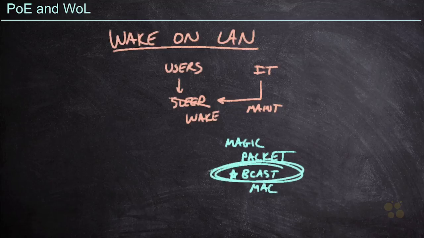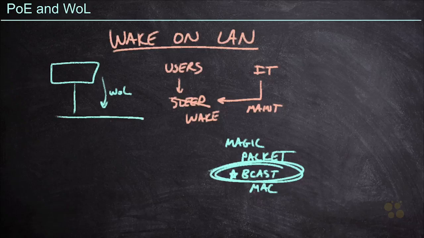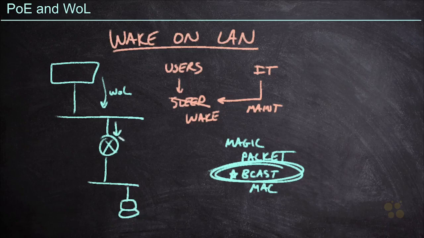The magic packet is a broadcast packet. This means that if our server that's going to be sending the Wake on LAN magic packet is on a different network segment than the devices that we're trying to wake up, well, this is going to be problematic because the broadcast packet is going to hit the router and get cut off.